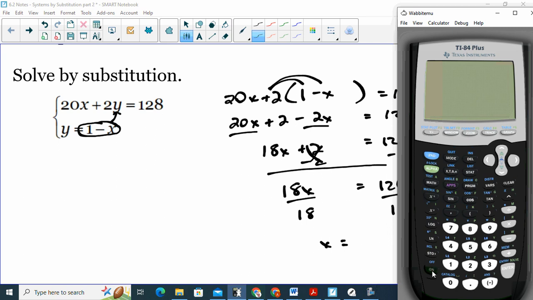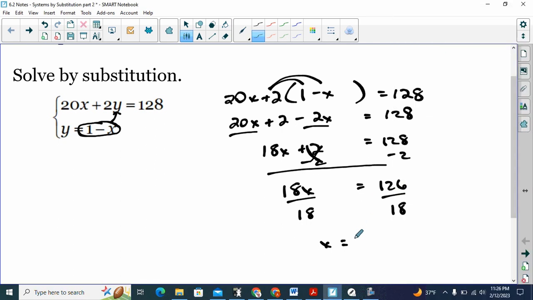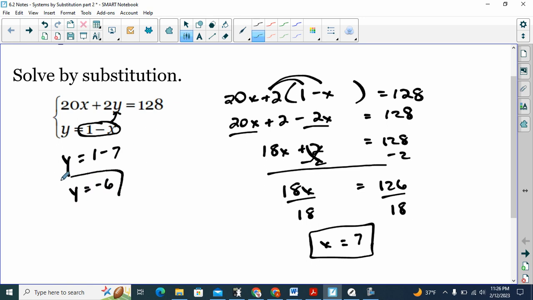And this one would probably be a calculator problem. Let's go ahead and use your calculators to evaluate 126 divided by 18, giving us x equals 7. To get y, we go back to either one of the equations. The equation that says y equals is going to be the easier one to work with, and we plug 7 in for our x. y equals 1 minus x, but x is equal to 7. 1 minus 7 is negative 6.